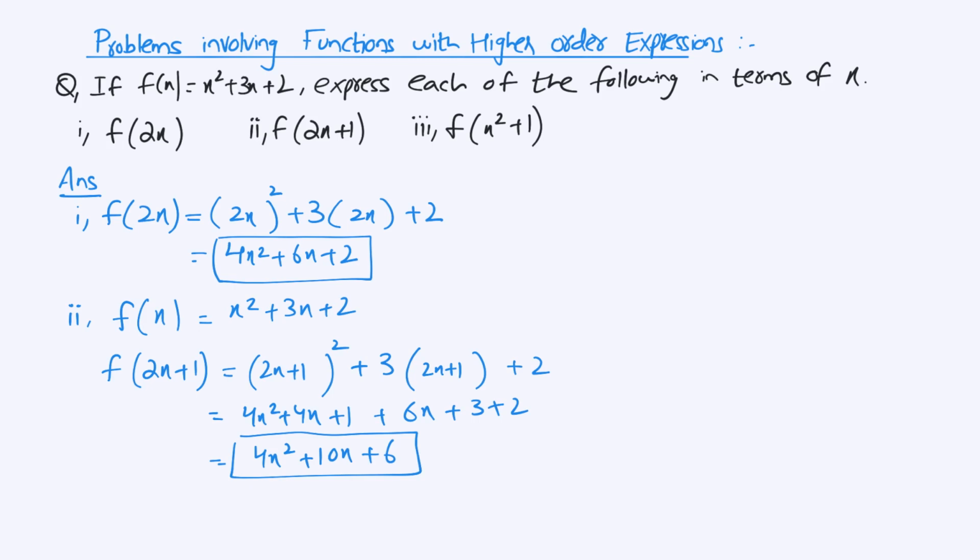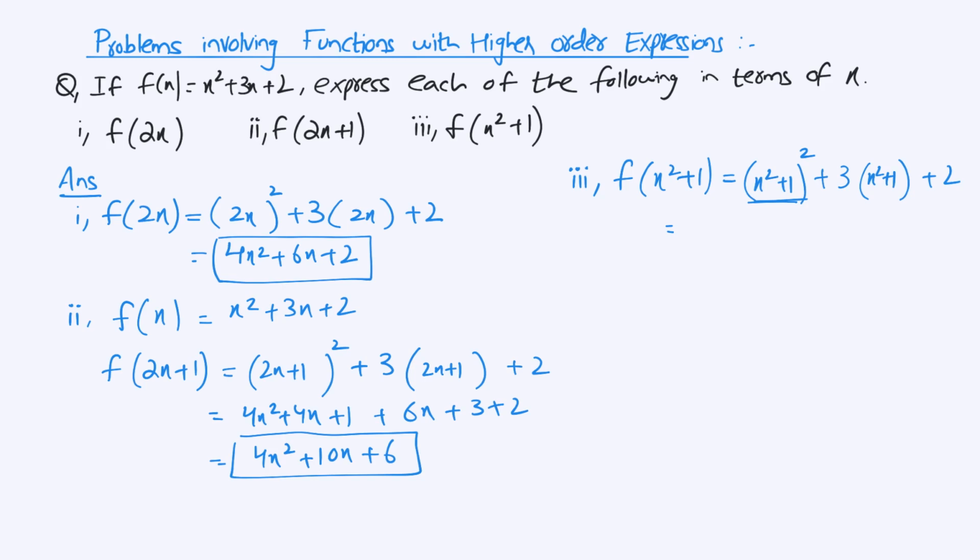Make sense? Now for part 3, it's f of x square plus 1. So the input in place of x would now be x square plus 1. So the function remains the same, which was x square plus 3 times x plus 2, and in place of x all you need to do is plug in x square plus 1. Similarly, you have to be careful at this stage where you have x square plus 1 the whole thing square, and it needs to be expanded using the expansion identity of a square plus 2ab plus b square.